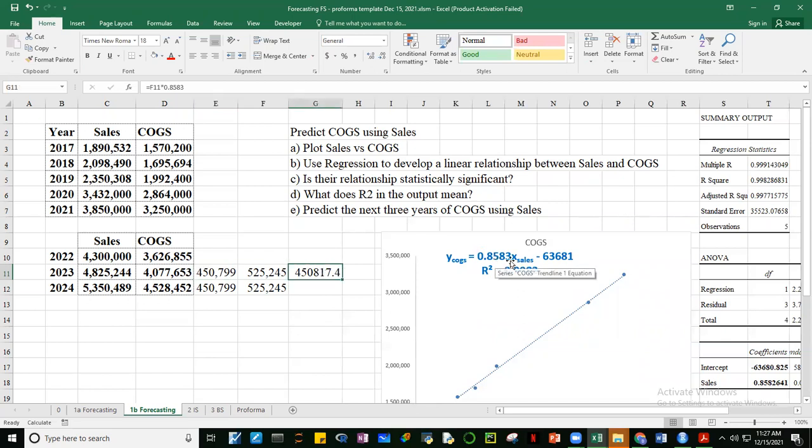Okay, and not 8583. Kasi again, ang ibig sabihin nito guys, sa bawat piso na increase ni sales, si cost of goods sold mag-i-increase ng 0.8583. Ito, ang increase ni sales is 525245. So dapat i-multiply natin ng 0.8583 para makuha natin yung total increase ng cost of goods sold. Okay, and we got it, no? Of course, approximate lang siya kasi hindi naman talaga 8583 to.